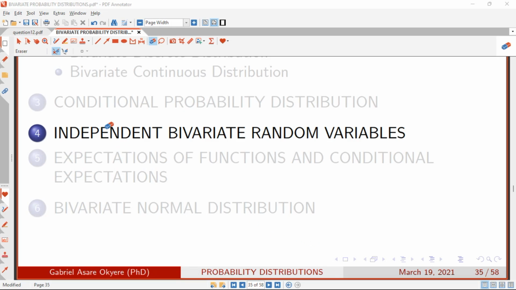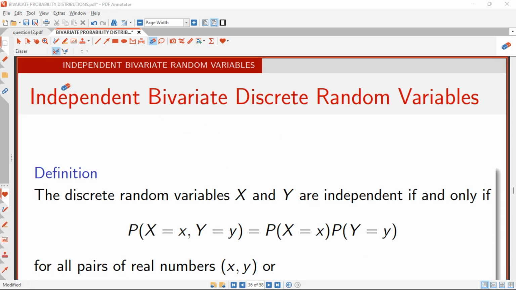Today we are going to continue our series of videos on probability theory. We are going to tackle independent bivariate random variables. We have two types of independent bivariate random variable: one for the discrete case and one for the continuous case, and both of them will be included in this particular video. The first on the list is independent bivariate discrete random variables.